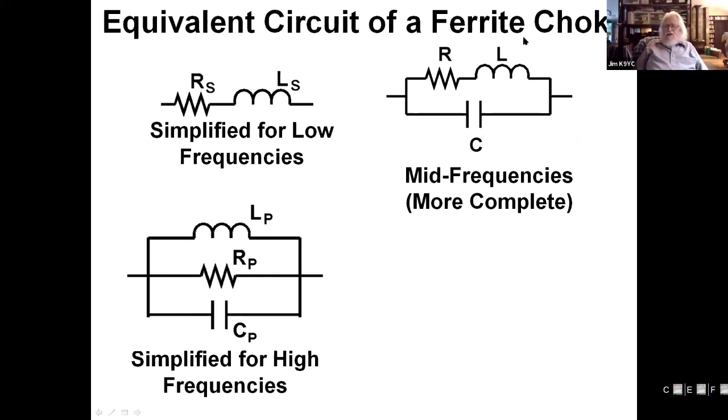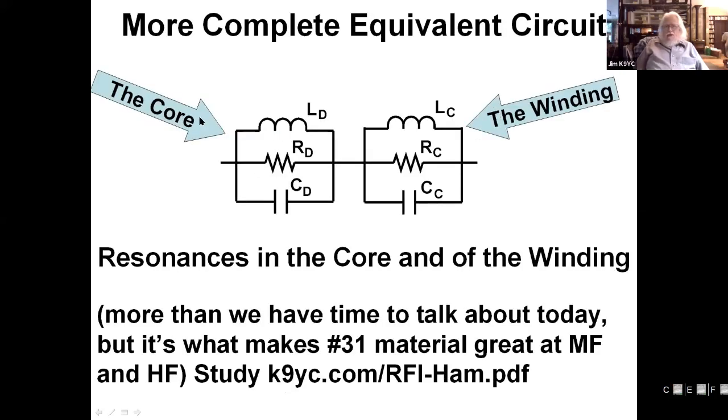But here is a more detailed circuit which shows how this resonance develops. You have R and L, and you have a parallel C. What's the parallel C? Well, it's mostly turn-to-turn capacitance, but there's also capacitance through the ferrite material, which is a semiconductor. It's an insulator. Here's a much more complete equivalent circuit that is very important for number 31 material, and it's why number 31 material is the only thing that's worth a damn on HF.